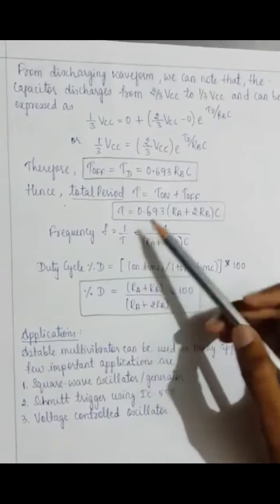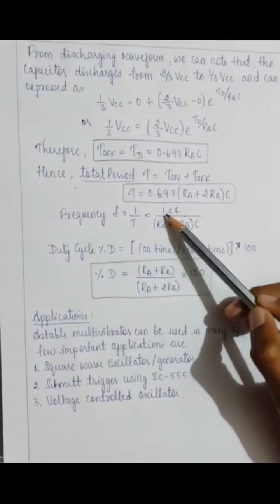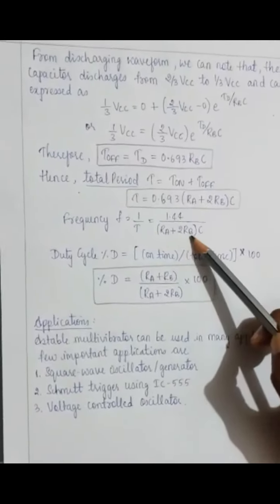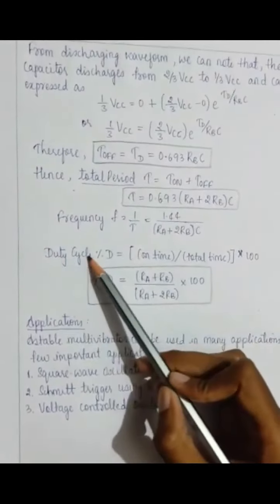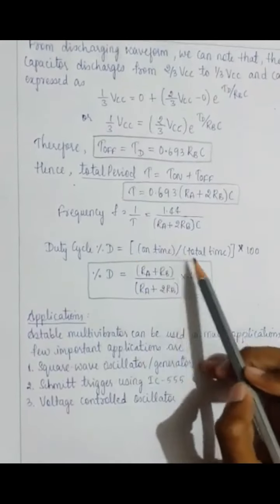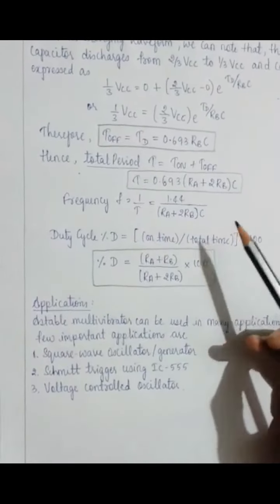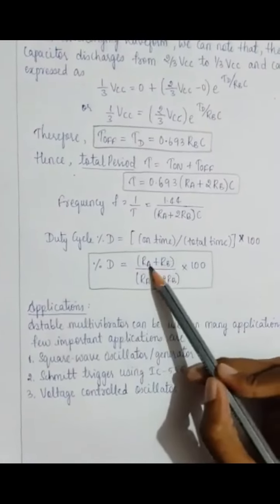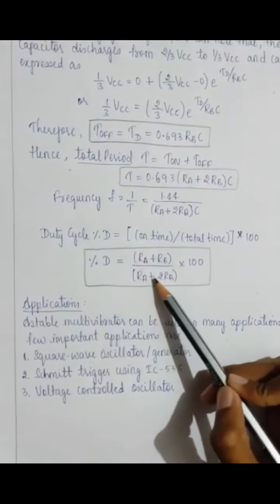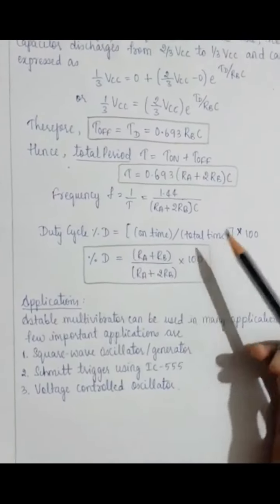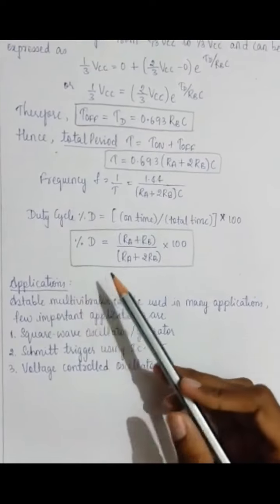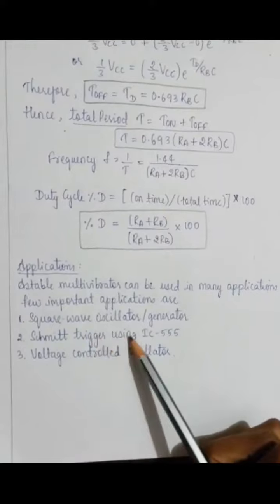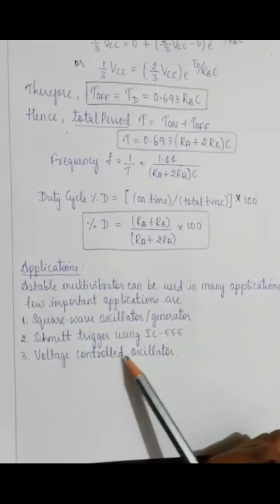Frequency is given by 1 by T. 1 by T becomes 1.44 divided by (Ra plus 2 Rb) into C. Now duty cycle, that is percentage D, is equal to on time divided by total time into 100. Now if we calculate, the duty cycle will be (Ra plus Rb) divided by (Ra plus 2 Rb) into 100. Now applications of the astable multivibrator are square wave oscillator or generator, schmitt trigger using IC 555, and voltage controlled oscillator.